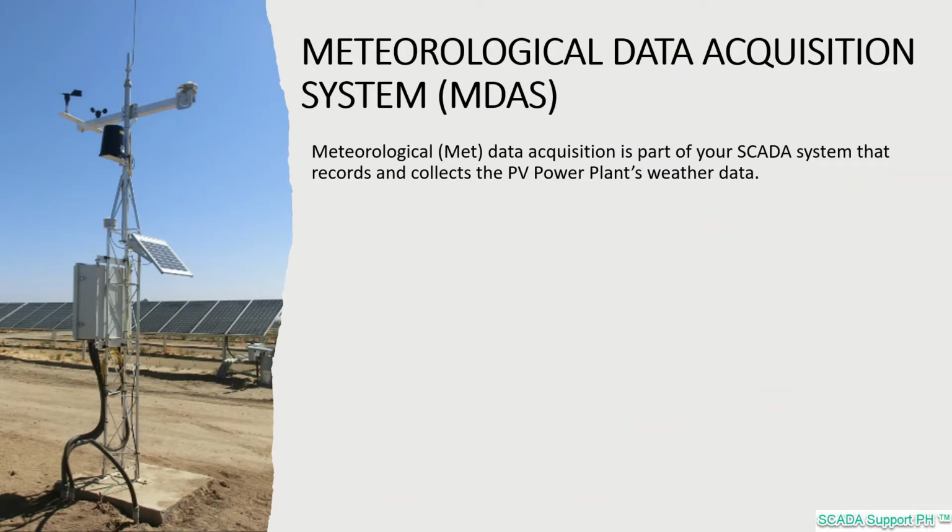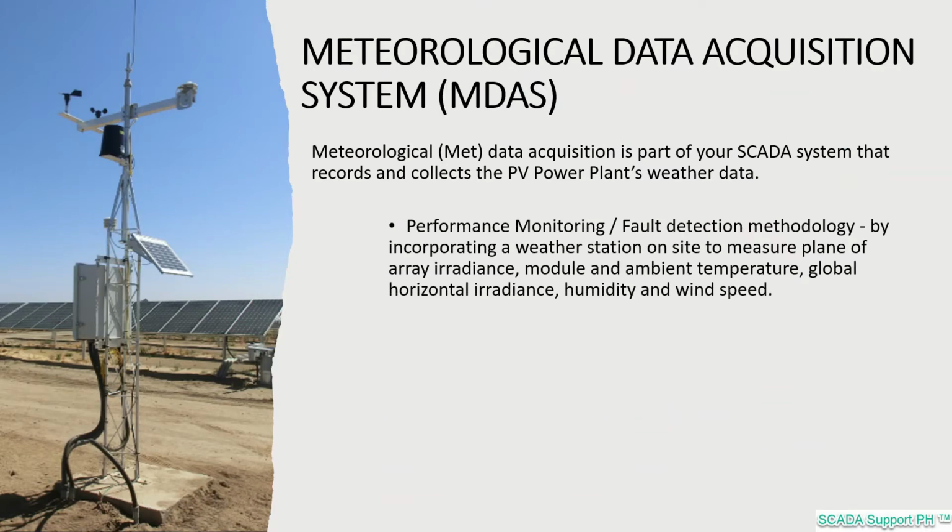Meteorological data acquisition is a part of your SCADA system that records and collects the power plant's weather data. The key to reliable performance monitoring and fault detection methodology is to have good and simultaneous ground measurements. This can be achieved by incorporating a weather station on site to measure plane of array irradiance, module and ambient temperature, global horizontal irradiance, humidity, and wind speed.